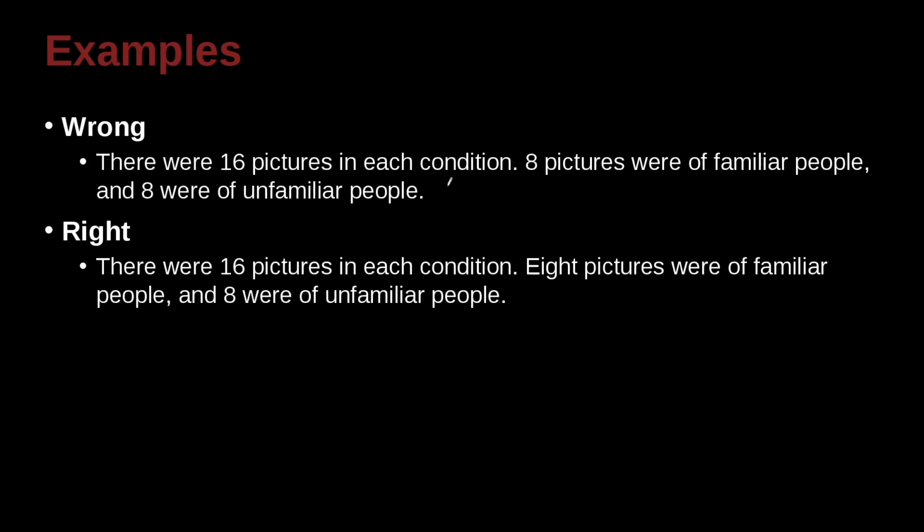There were 16 pictures in each condition. 8 pictures were of familiar people and 8 were of unfamiliar people. So in this case, this looks pretty straightforward, right? 8 of this type, 8 of that type, 16 of that type. Well, we have separate sentences, first of all, so this is a sentence here. That's okay. But what about the second sentence here? We have 8 and 8. You would think that you should write the number, but remember this special case of beginning of sentence. Beginning of sentence, we must spell it out.